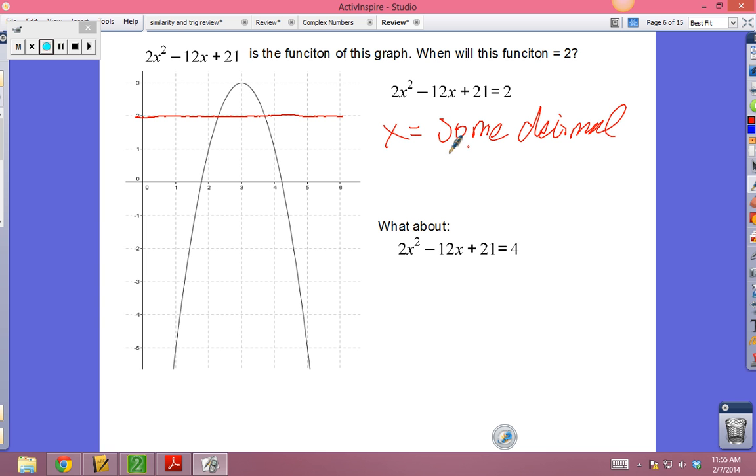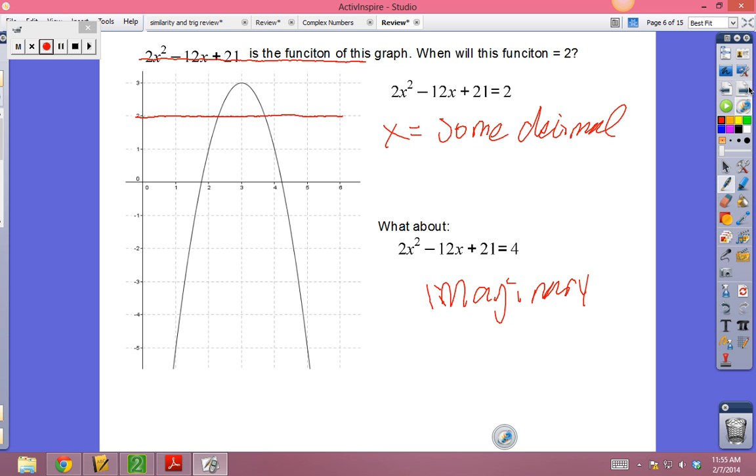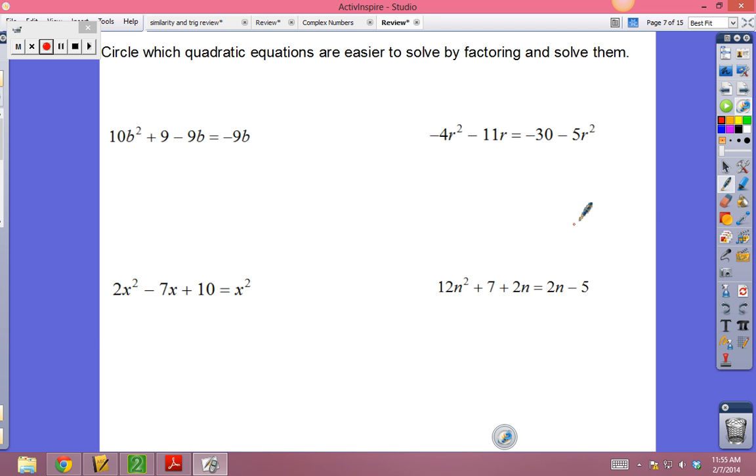Daxton. If it's some decimal, you have to use the quadratic formula. What about this? When is it going to cross at 4? It never will in the reals, but it will in the imaginaries. So all I want you to understand is, if it's between two numbers, it's going to be some decimal. We're going to use quadratic formula. If it's not even on the parabola, it's going to be imaginary. Okay, look, these are the ones you get misunderstood on.